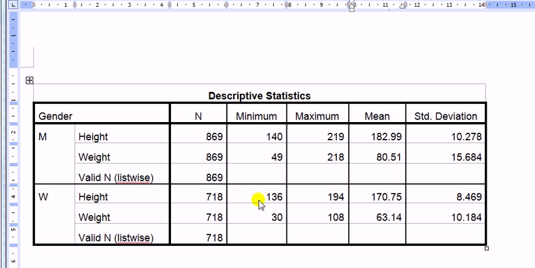For women, minimum to maximum height, we've got 136 to 194 centimeters, for average of about 171 centimeters. And the weight, you're going from a very minuscule 30 kg to 108 kg. Okay, now we're going to use this to study the correlation between weight and height.